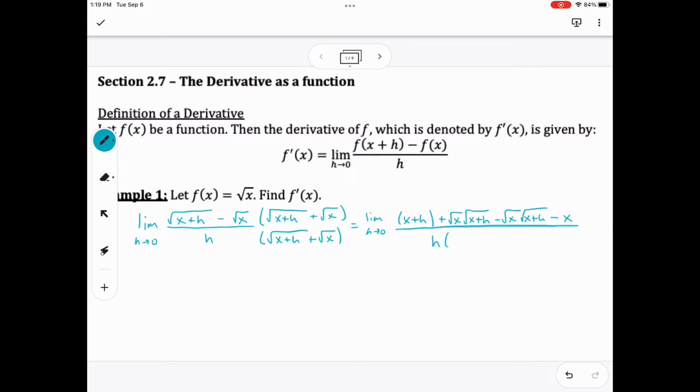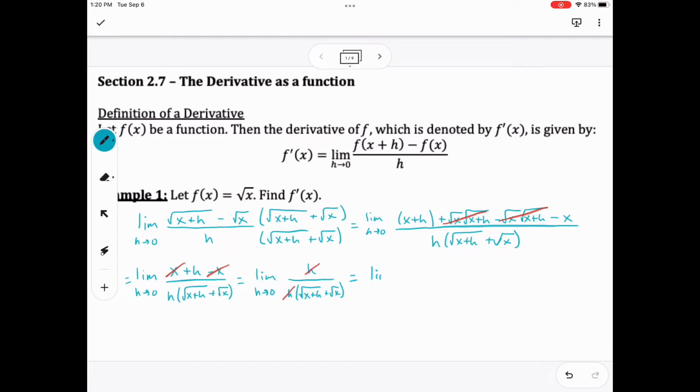Now, if I plugged in 0 right now, I would get undefined in the denominator. I wouldn't be able to do anything, so I can't do that. So I need to rationalize the numerator, like we practiced a little bit before. And so that allows me to cancel out some terms at the top, get rid of the square root on the top. Some of the x's get canceled out, and then the h's actually get canceled out as well. So I'm left with 1 over square root of x plus h plus the square root of x.